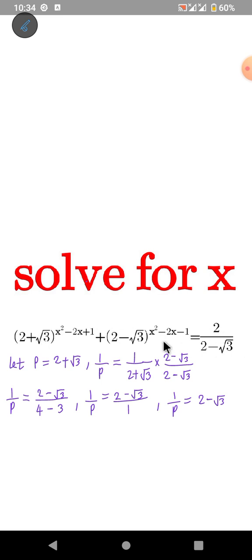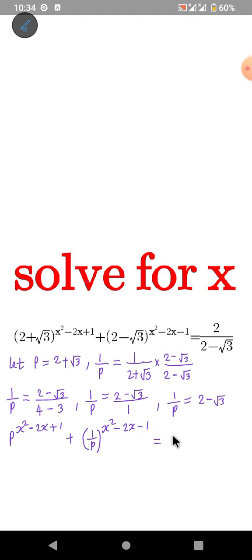So now I'm going to go back to my original equation. Now we have 2 plus root 3 here, so I'm going to replace this with P. So we say P raised to the power of x squared minus 2x plus 1. Then this plus sign, I'll write it. Then we have 2 minus root 3 here. We know that 2 minus root 3 is the same thing as 1 over P. So we say 1 all over P, all raised to the power of x squared minus 2x minus 1.